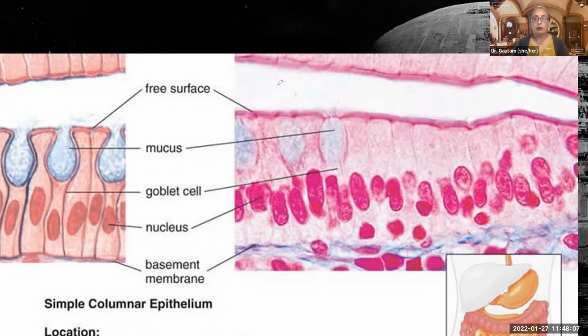So these are simple columnar, and this is a lumen. And so obviously this is the free end. This is the basal end here. This is the basement membrane that you're seeing here. This is the nucleus, and these are column shaped. Now, if you notice in between these columnar cells, there are these ghost-like cells, and those are called goblet cells. Goblet cells are modified epithelial cells that produce and secrete mucus.